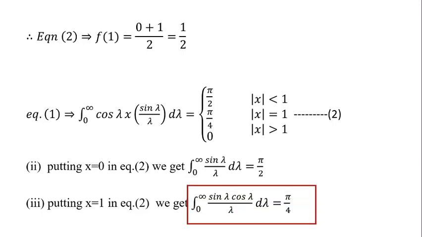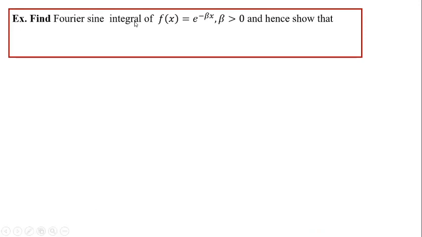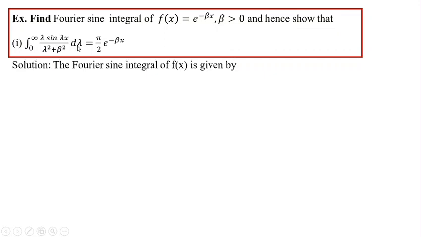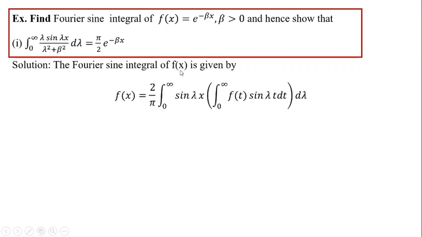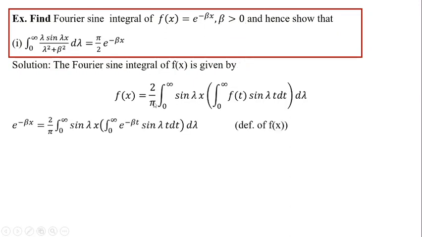Let's have one more example. Find the Fourier sine integral of, and hence show that this. So let's see how to get this. As it is directly asked to find the Fourier sine integral of f of x, we will write the formula of the Fourier sine integral. Again, we have to put f of t as per the definition. It is given as e raised to power minus beta x for all beta greater than 0. So let's substitute that. If f of x is e raised to power minus beta x, what will be f of t? Just replace x by t. So you will have e raised to power minus beta t.